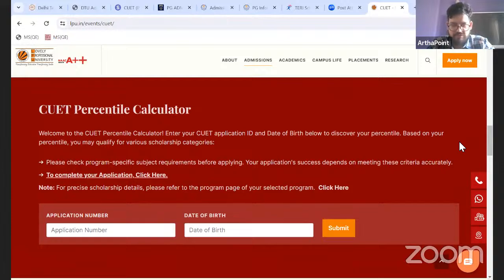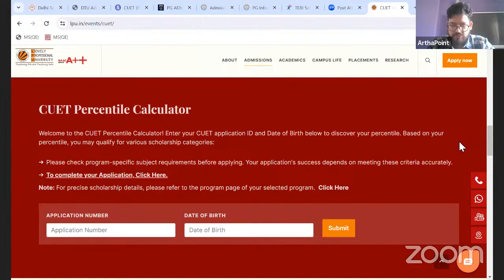So this is something students are calling a percentile calculator, CUET percentile calculator. I have been seeing this since yesterday. Many students came yesterday, and today again. So that is the point I want to share, that this is something you can do. You can go and cross check what percentile you are getting altogether. Just read it once.